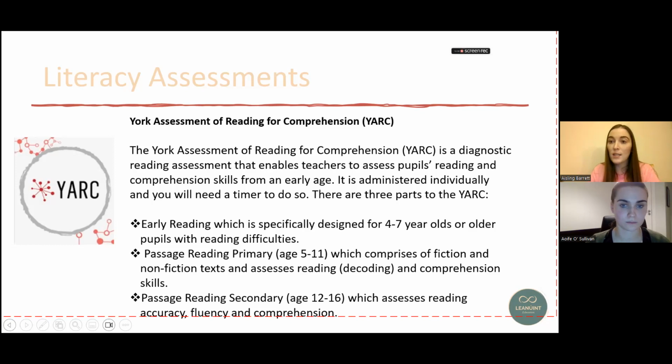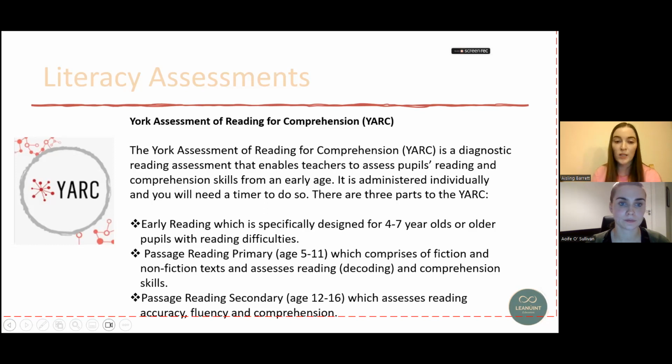Now, generally, it's not that time consuming in comparison to other assessments. Depending on the level to which the child goes to, it might be in and around 20, could be 30 minutes. But sometimes it could be as little as 10 minutes, depending on how far the child progresses with the test.